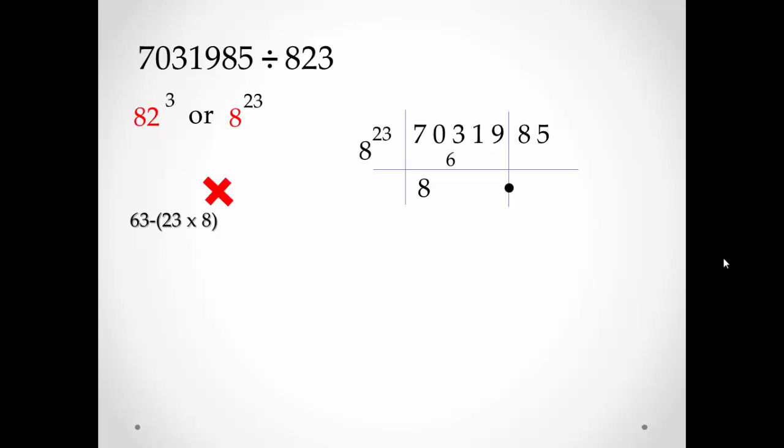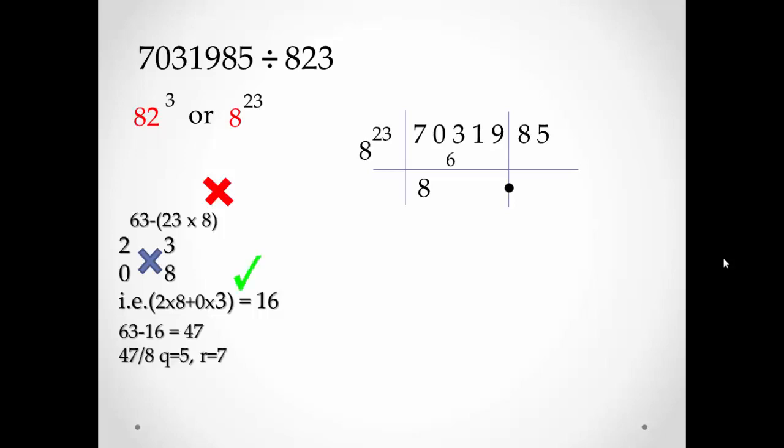Now since we are having two digits on top, the difference is that we'll be doing a cross multiplication. So we write 2 3 and 0 8 below, then we get the answer as 16. So 63 minus 16 is 47, and then we'll be dividing 47 by 8. We get quotient as 5 and remainder as 7.